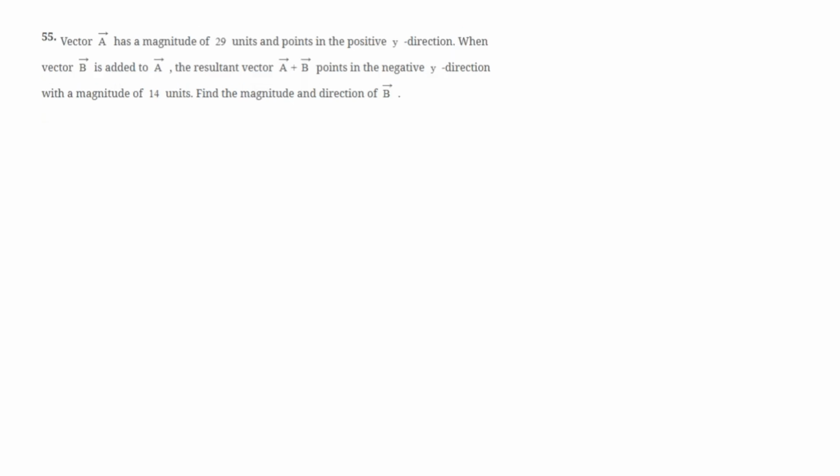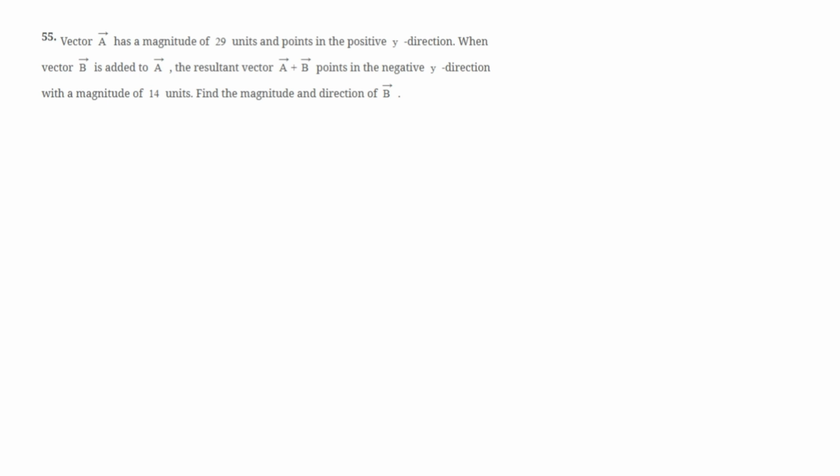Look at this one. This one is super interesting. They say vector A has a magnitude of 29 units and points in the positive y direction. When vector B is added to vector A, the resultant vector A plus B points in the negative y direction with a magnitude of 14 units. So find the magnitude and direction of vector B.